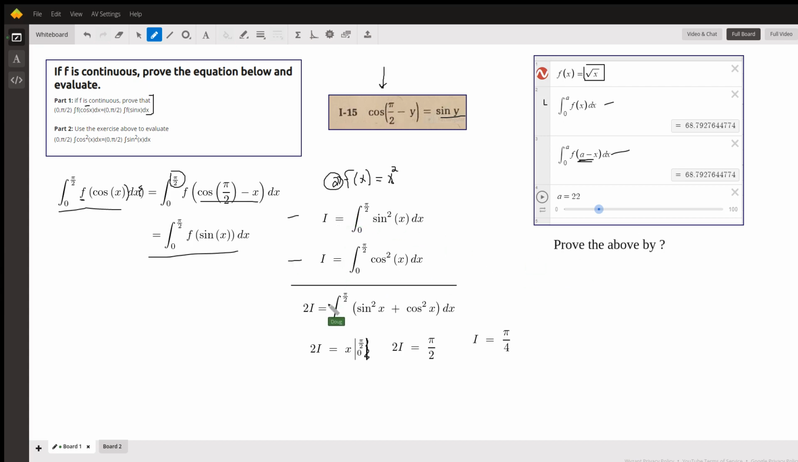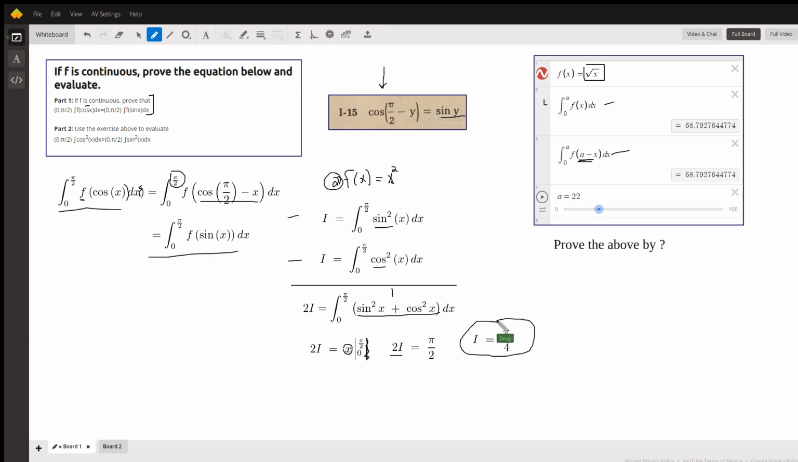And if I add them together, I get 2I equals the definite integral from 0 to pi over 2 of sine squared plus cosine squared. But sine squared plus cosine squared is always 1. The antiderivative of that is just x. Evaluated from 0 to pi over 2 is just pi over 2 minus 0, or pi over 2. If we divide by 2, I equals pi over 4.